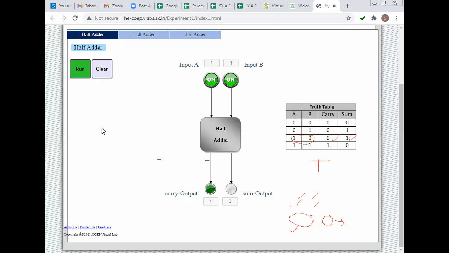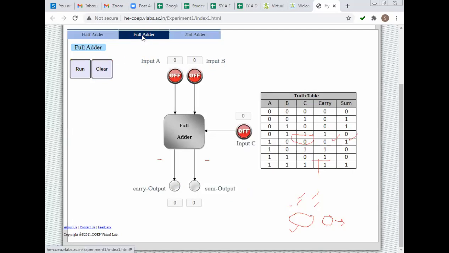Did everyone do the previous practical, the revision of it? Yes, ma'am. Any doubt regarding this virtual lab? How to operate? No, ma'am.